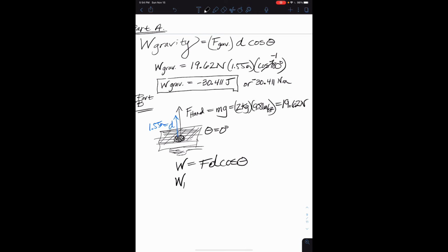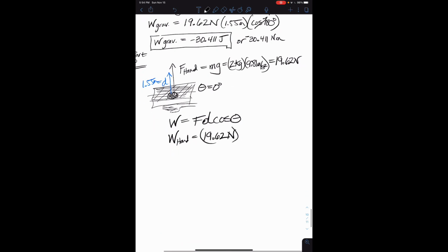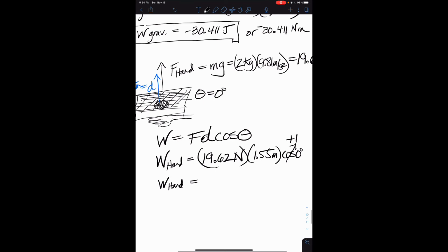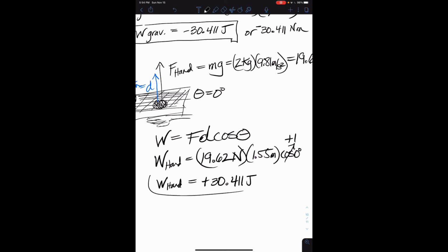And we can say the work done by the hand is equal to 19.62 newtons times that distance, which is 1.55 meters, times the cosine of 0, which is just going to be positive 1, right? Okay. So the work done by the hand is equal to a positive 30.411 joules, or Newton meters, whichever you prefer to write. All right, good. So that's it for question 1.